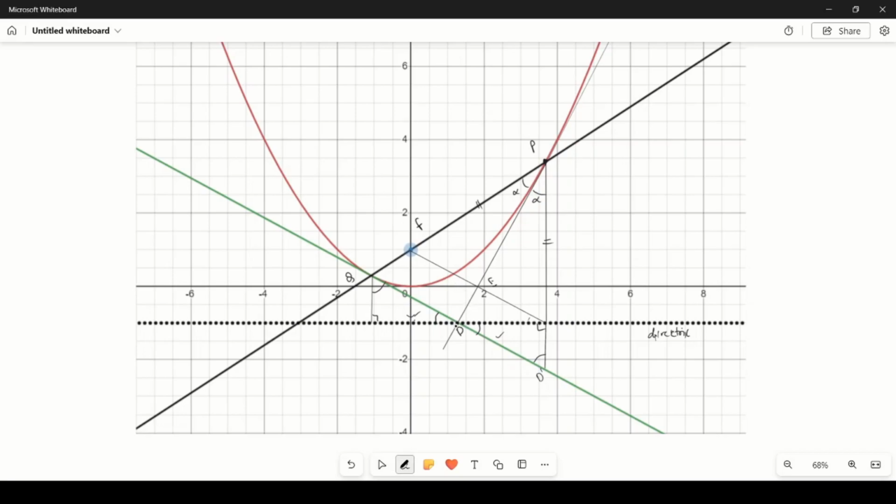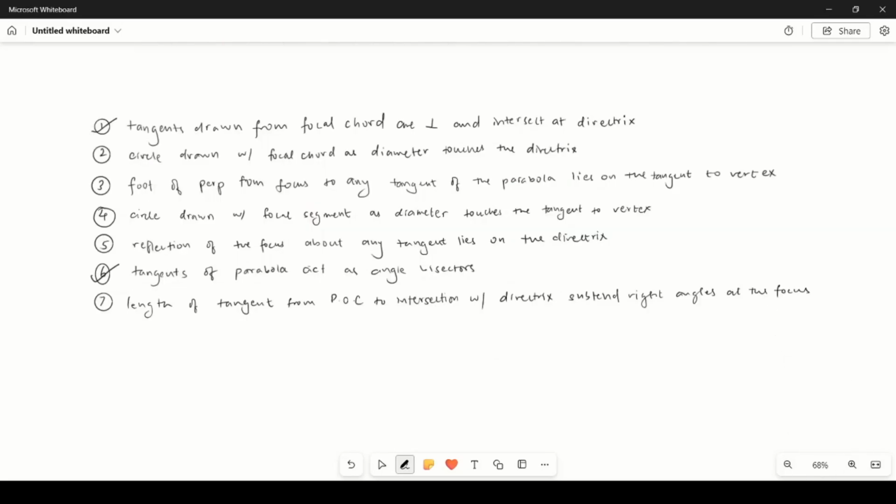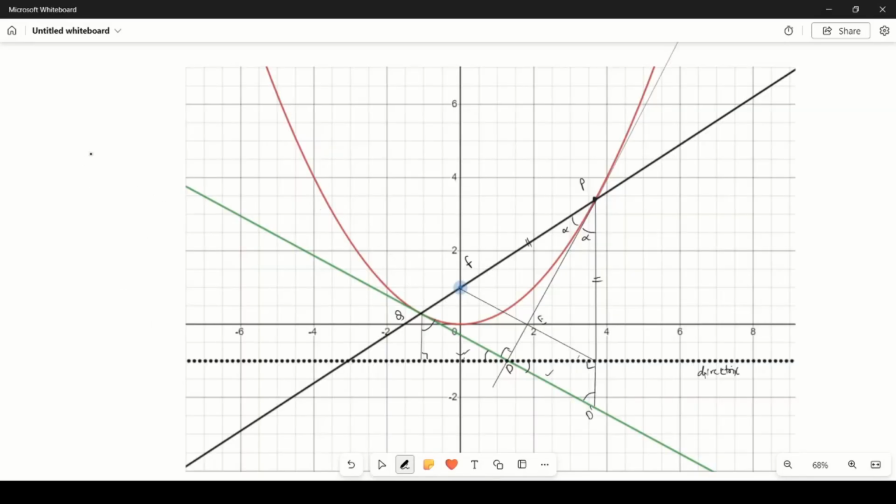the intersection has to be on the directrix, and this is obviously 90, which means that we have proven the first property: the tangents drawn from the focal chord are perpendicular and they intersect at the directrix. And if the first one is proven, the second one is also proven, because we all know that circle property, that if you have a diameter and you draw a triangle from that to any point on the circumference of the circle, then that angle is going to be 90. So the second property is also proven.